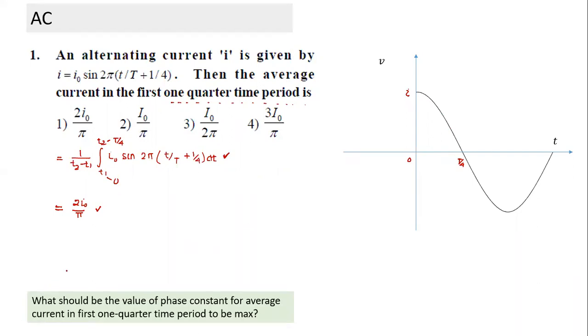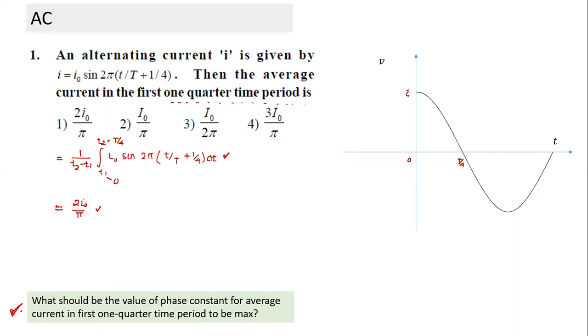This is a little more complex. What should be the value of phase constant? Here the phase constant was pi by 2. What should be the value of phase constant for average current in the first quarter time period to be maximum? This is a kind of question I will not answer now. This is food for thought. Think it over, how to get an answer for this. Is this question clear?